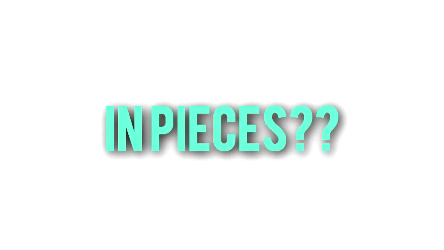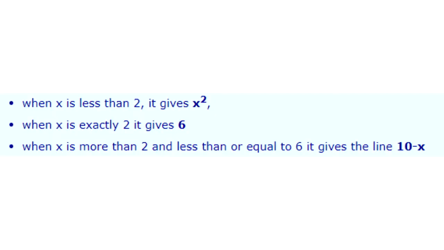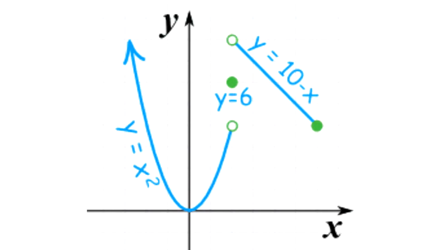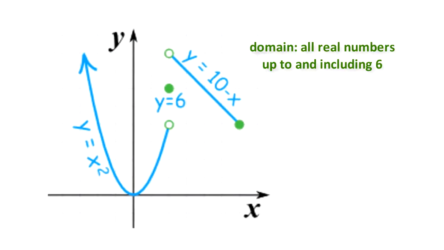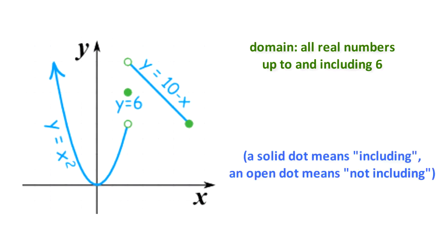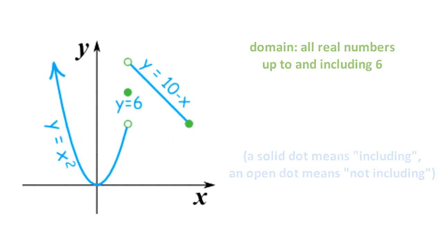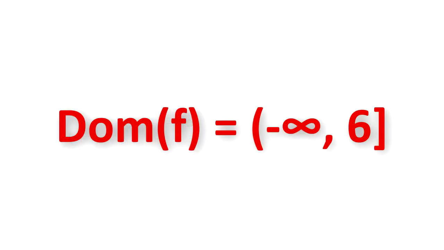Functions can be in pieces. We can create functions that behave differently depending on the input value. For example, when x is less than 2, it gives x squared. When x is exactly 2, it gives 6. When x is more than 2 and less than or equal to 6, it gives the line 10 minus x. It looks like this. The domain, all the values that can go into the function, is all real numbers up to and including 6, which we can write like this.